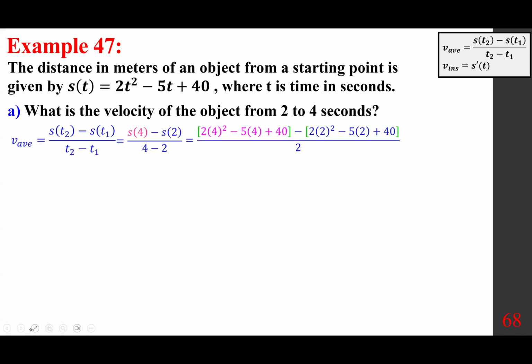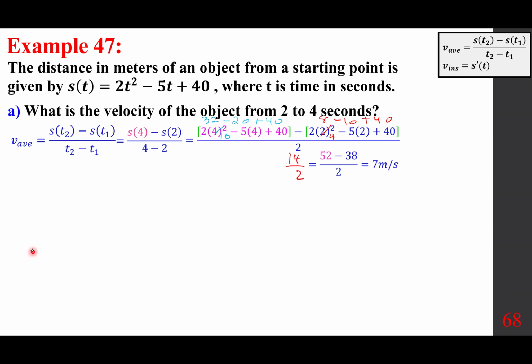This is 16. So you get 32 minus 20 plus 40, which is 52. 4 times 2, 8, minus 10 plus 40, which is 38. So 52 minus 38 is 14 halves, or 7. And when it comes to applications, we must always answer with proper units.